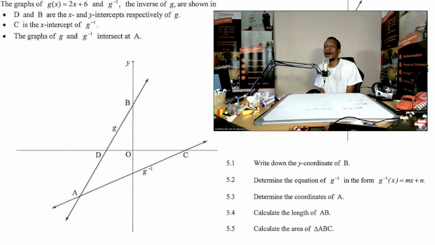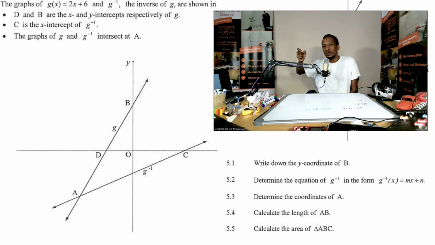Welcome to the second part of our video, or rather the question that we're busy with. So here is the presented question as it has been. We've already done 5.1, 5.2, and 5.3, and now we are just finishing off 5.4 and 5.5. The reason why we divided the video into two is because we didn't want to have long videos, right?